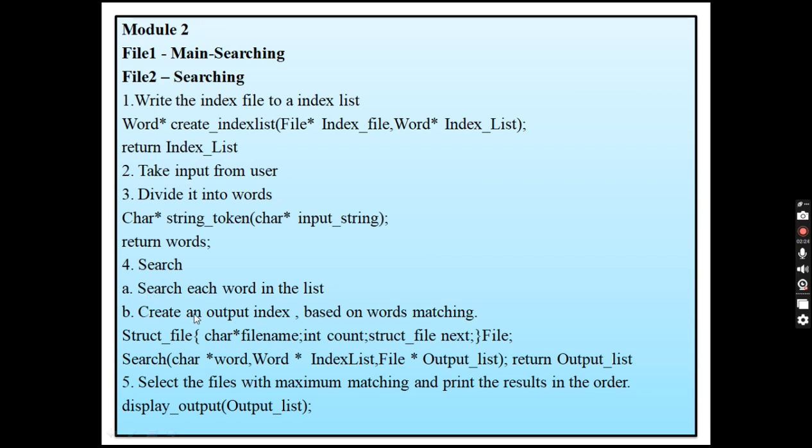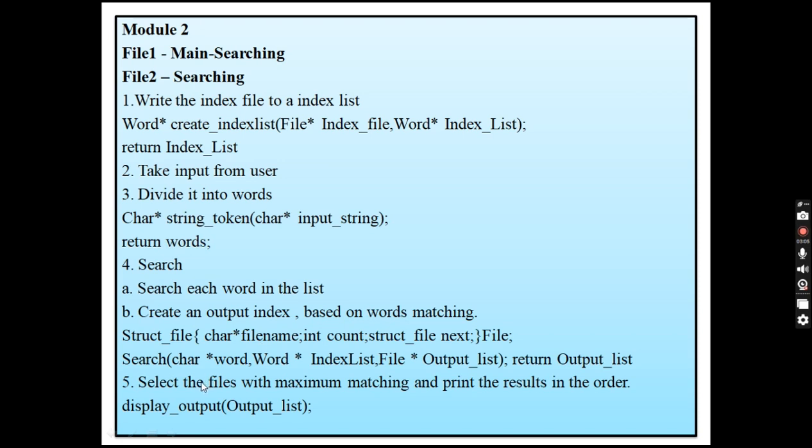Then next we have to create an output index based on words matching. For the matched words, an output index needs to be created. For this, an array or another temporary linked list can be created. In this, file name and count are stored. For each word match, the corresponding file count is incremented. So to create an output index, we are going to use this structure which I have shown here: struct_file, char star file name, int count, struct_file star next. So this is the function which we are going to use to create an output index based on words matching.